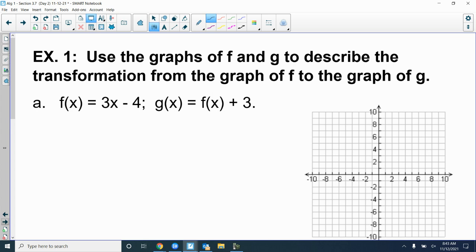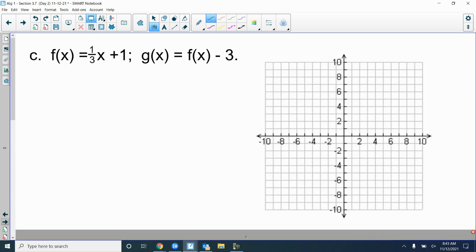Now we did the first two together, and I know I asked you to do the next two for homework, but let's take a look at what they should look like. F of x minus 3, what should that do to the original function? It should move it down 3.